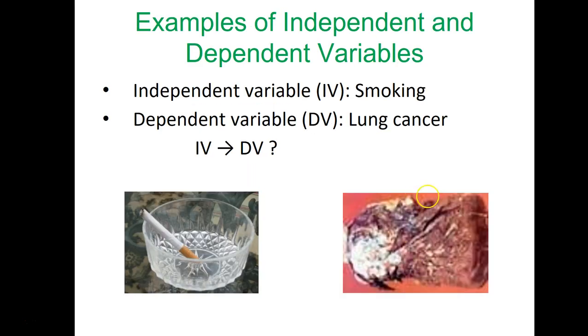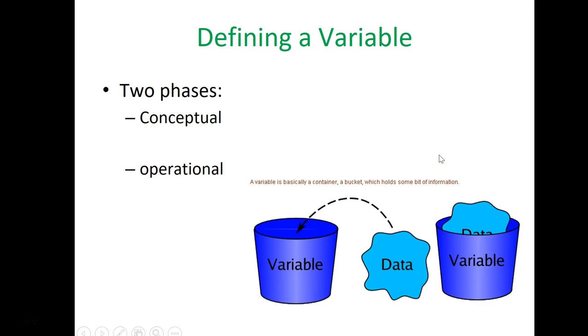Another example, smoking. You are free to smoke if you want to, so that's the independent variable, but whether or not you develop cancer depends on whether or not you smoked. So that's the dependent variable.